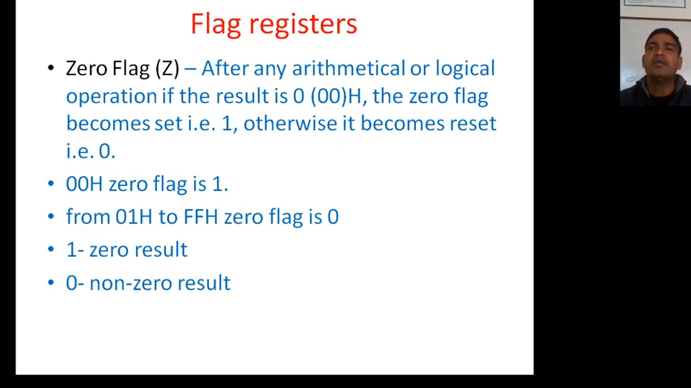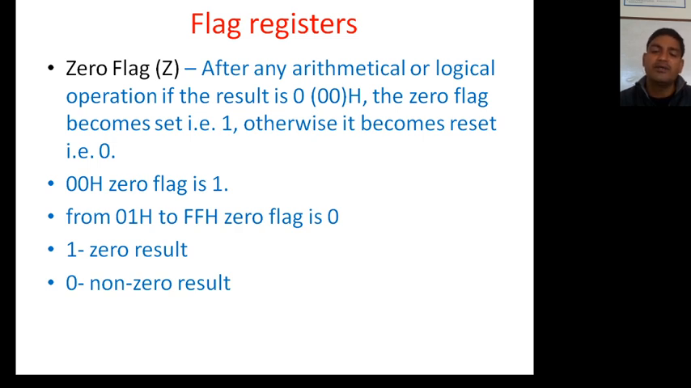Frequently you will apply loops in an assembly language program. Suppose I want to apply a loop 4 times. Suppose the value of C register is 4, C equal to 4, the zero flag is reset, 0. Then minus 1, it will be 3, again zero flag is 0. Then minus 1, it will be 2, again zero flag is 0. Then minus 1, it will be 1, again zero flag is 0.